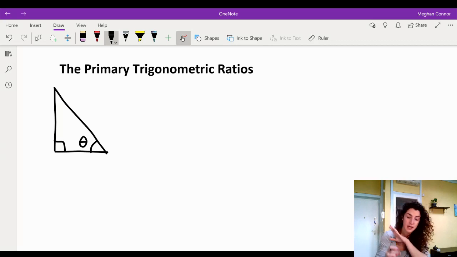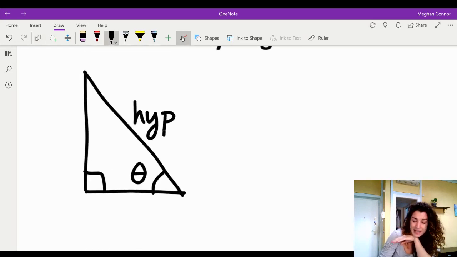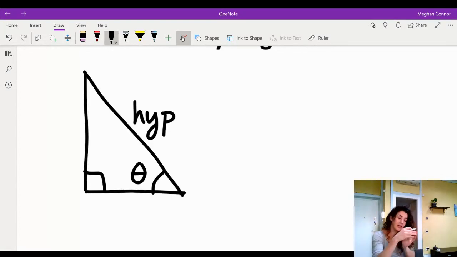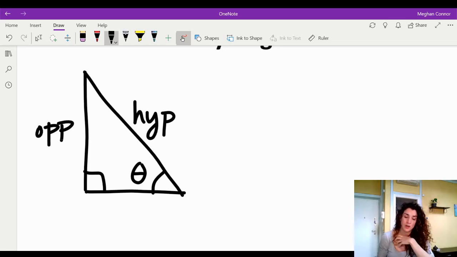There's always the hypotenuse. So if I were to just zoom in here, we always have the hypotenuse. That's pretty standard. That doesn't matter where your angle is. It's always just opposite of your 90-degree angle. So your hypotenuse is right there. Then we have opposite side lengths. Think about your angle as like a spotlight opening up to that opposite side. So here is the opposite side length of that angle theta.